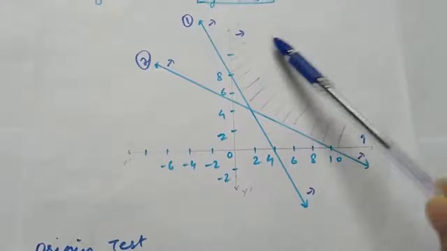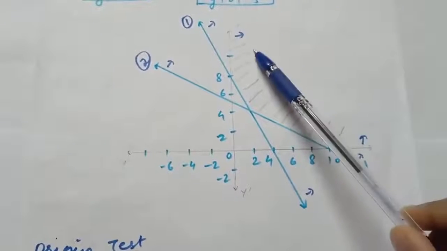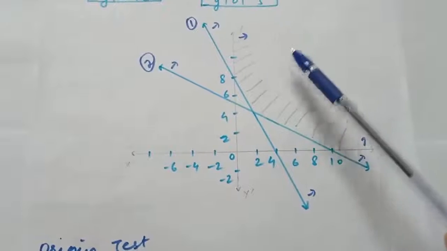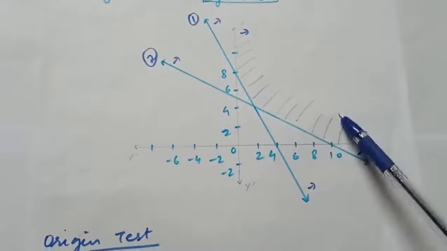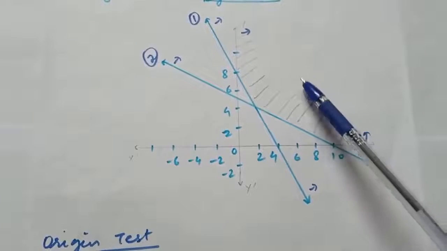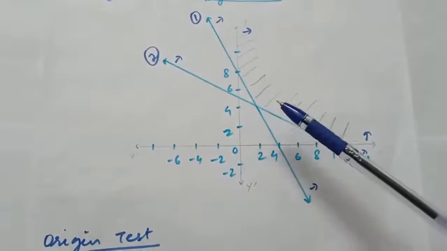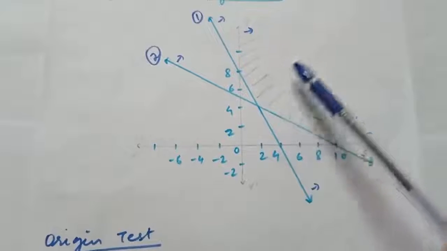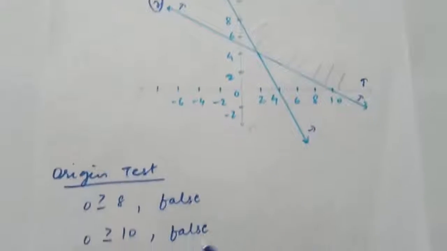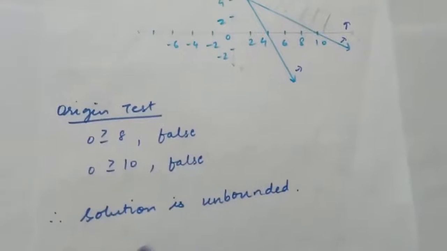And see, this is not bounded. This is not between any lines. This is an open shaded region. Therefore, we will say the solution is unbounded, because it is not contained within certain lines. It is completely unbounded. It can go higher and higher, right? So, the solution is unbounded.